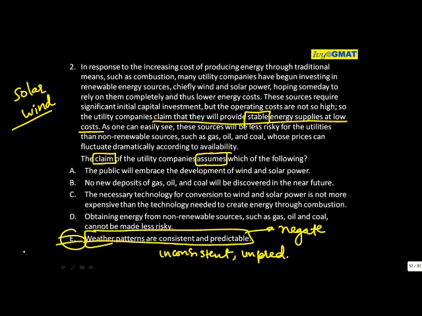Now you might actually ask me, why did I not consider the other thing, price fluctuation? Because whatever is asked, that is what I answer. I am asked the claim of utility companies, then I should go to the claim, whatever the claim is. Any other answer does not relate to this logic.